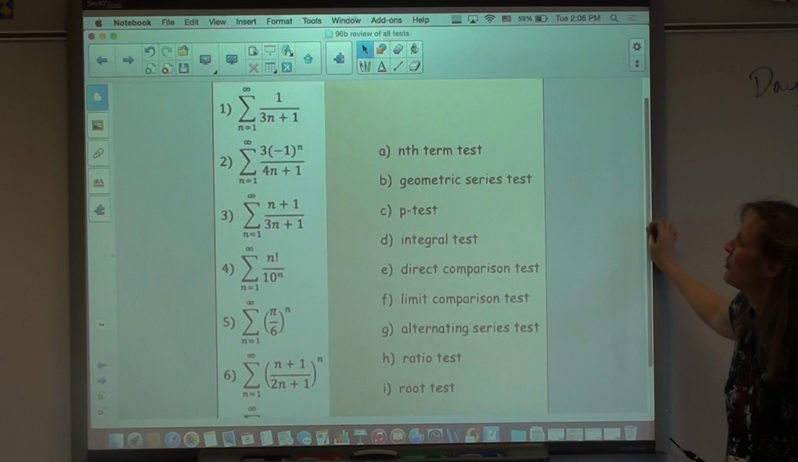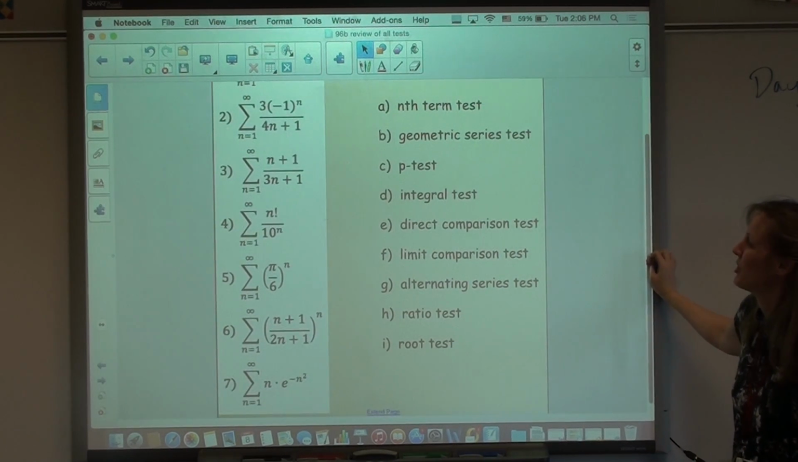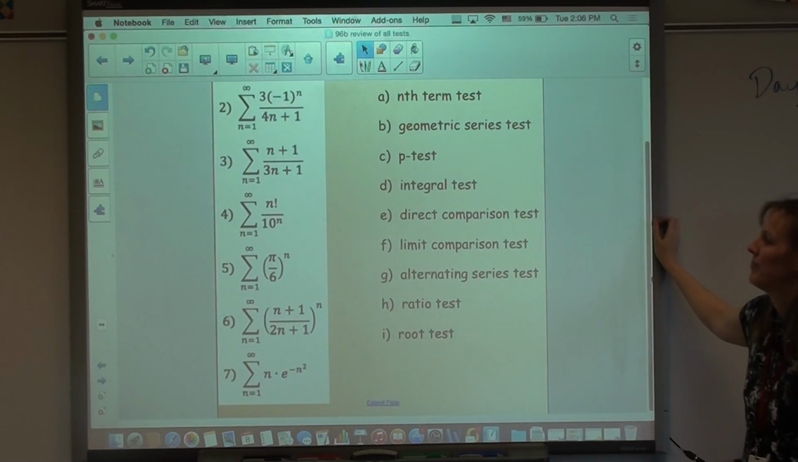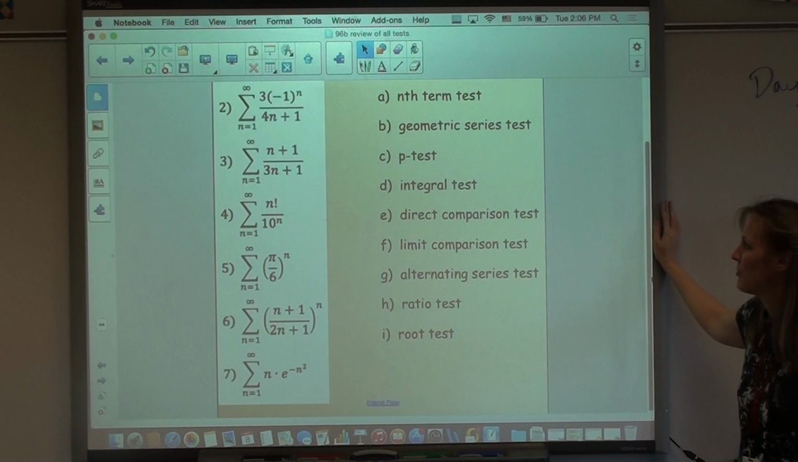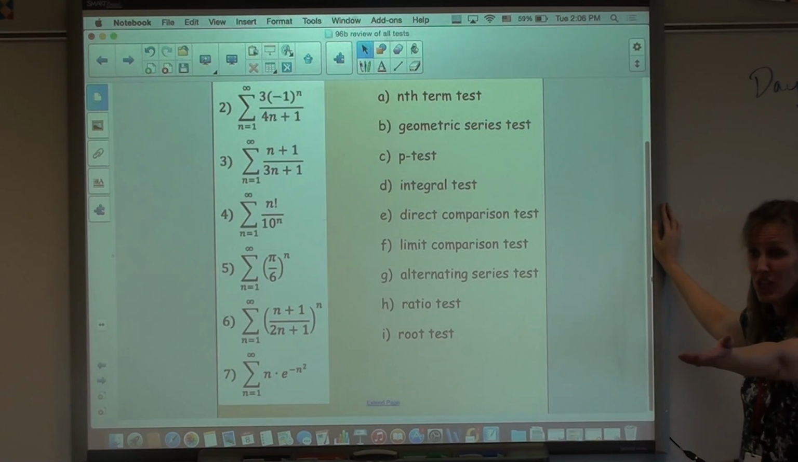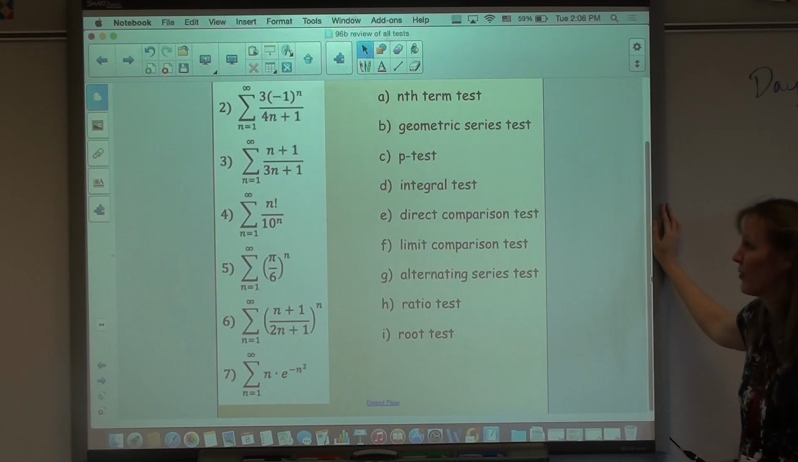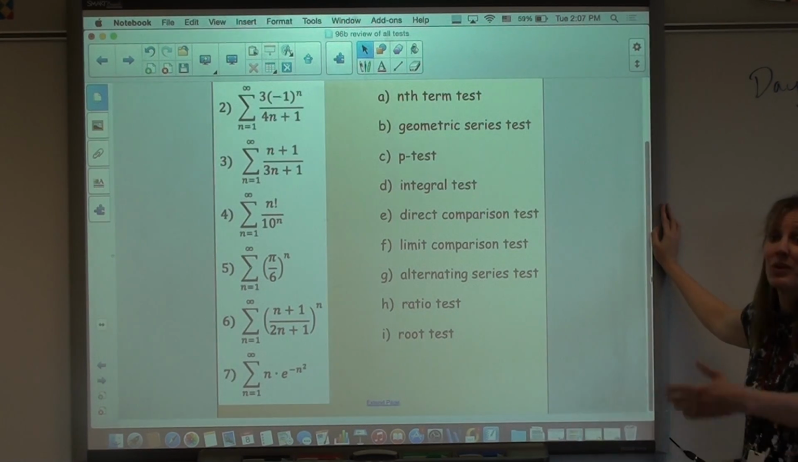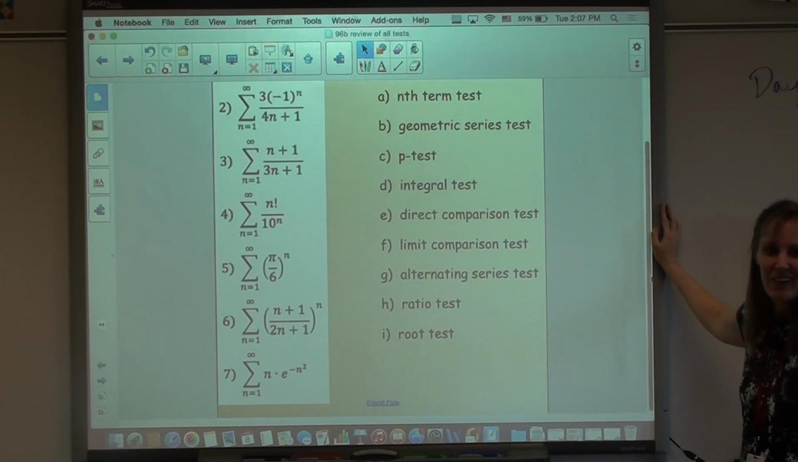Which test would you use for number two? Alternating series, because you've got a negative one to the n. Number three, which test? Nth term. Nth term test, very good. Number four? Ratio, or nth term. Yeah, ratio works great with factorials, but that one also works with the nth term test. Number five, geometric series or root test.